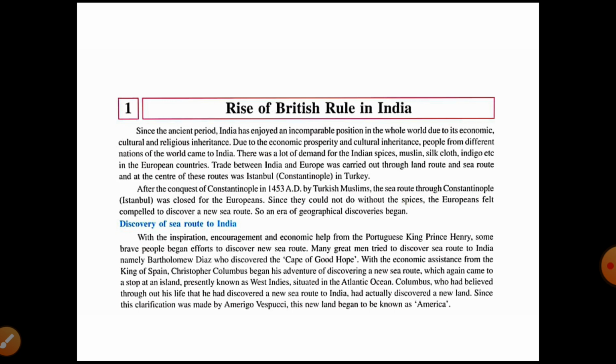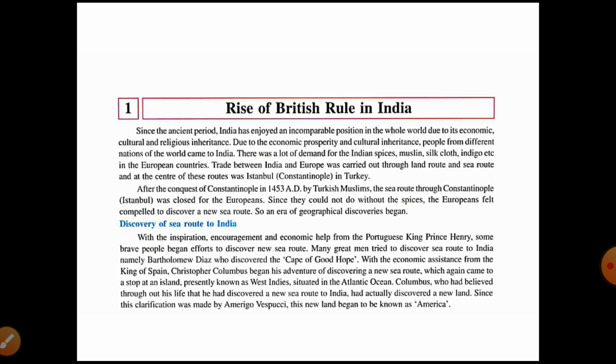After the conquest of Constantinople in 1453 AD by Turkish Muslims, the sea route through Constantinople or Istanbul was closed for the Europeans. Constantinople was the main trading center for Europe to Indian trade. In this route, this one was the main center. Now this center was conquered by the Turkish Muslims.